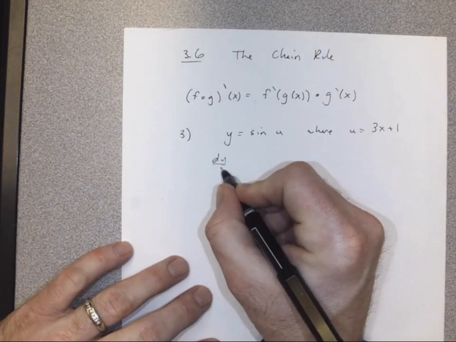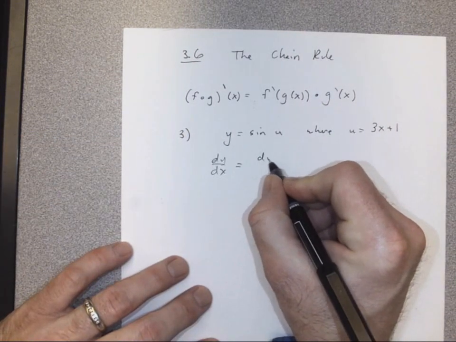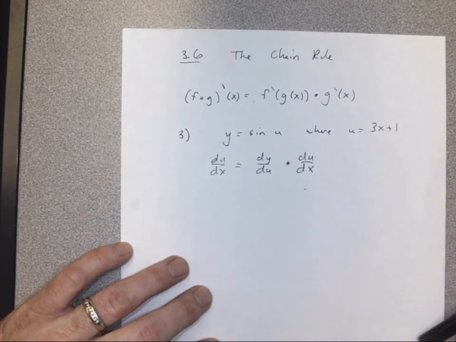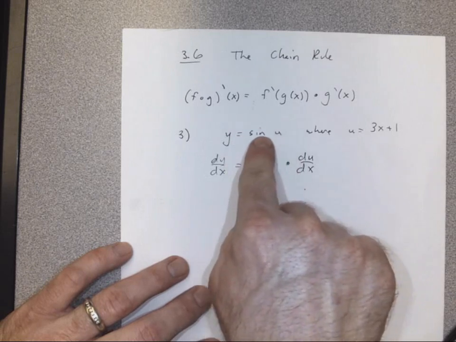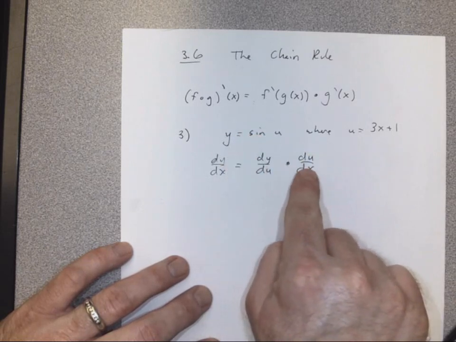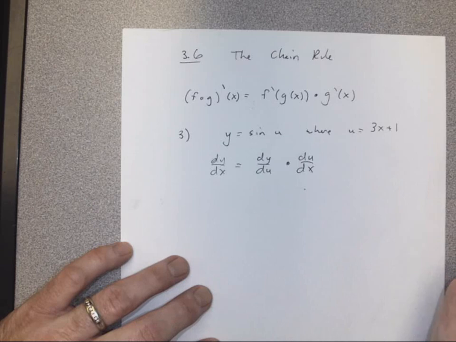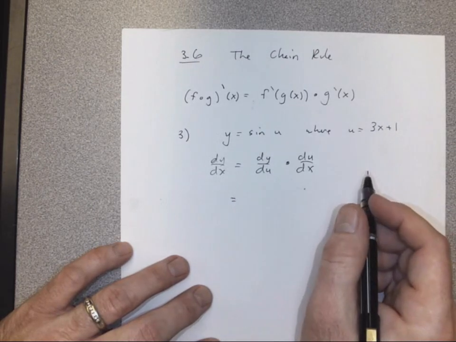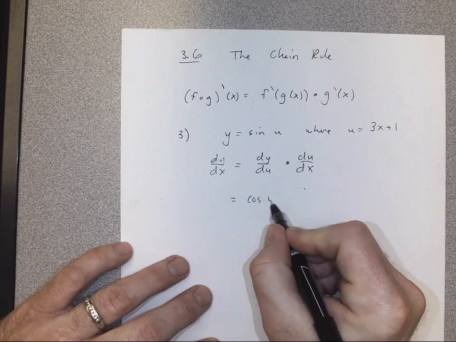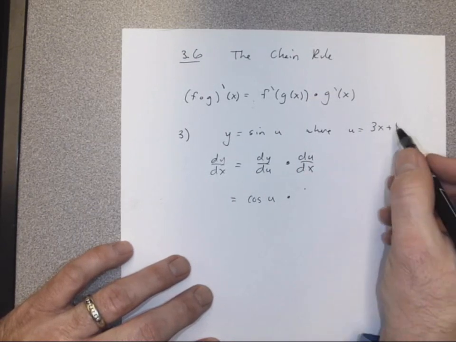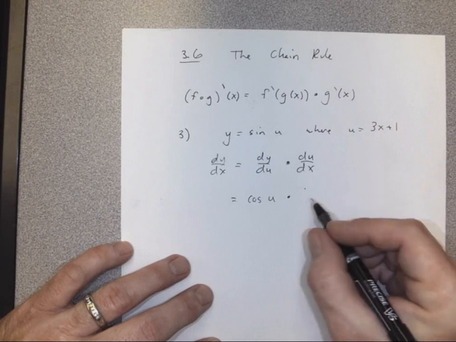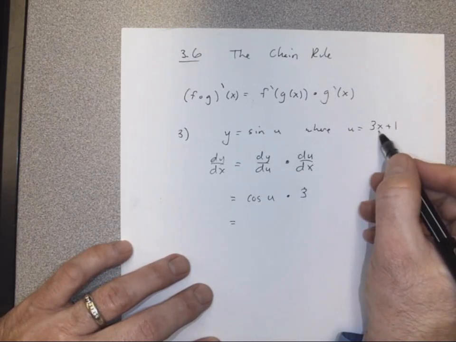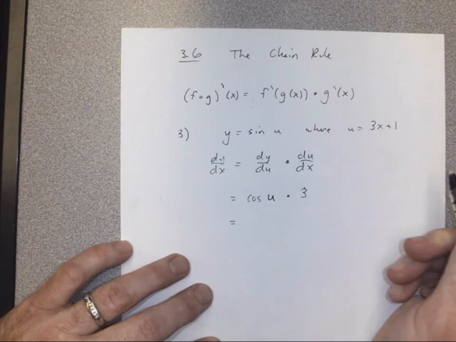But we know that dy dx is equal to dy du multiplied by du dx. And all that dy du is just the derivative of the outside function multiplied by the derivative of the inside function. That's all that really represents. So the derivative of the sine of u is cosine of u multiplied by the derivative of u. What's the derivative of u? 3. So this is equal to, and then I'm going to unsubstitute. I'm going to put this 3x plus 1 back in for u, okay?